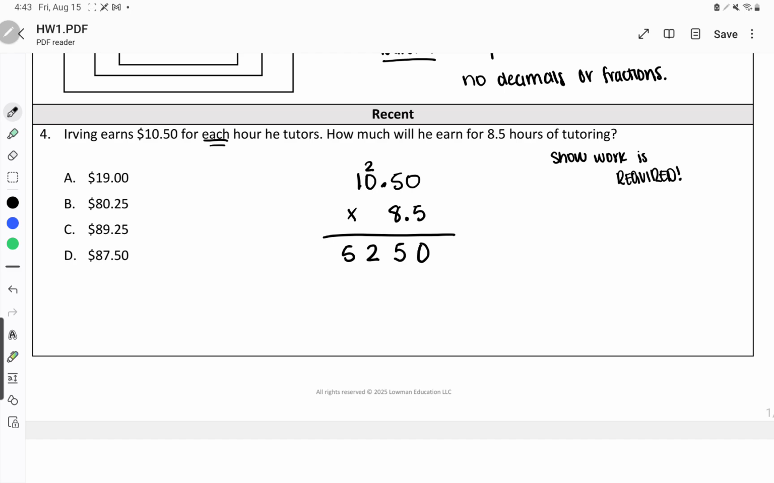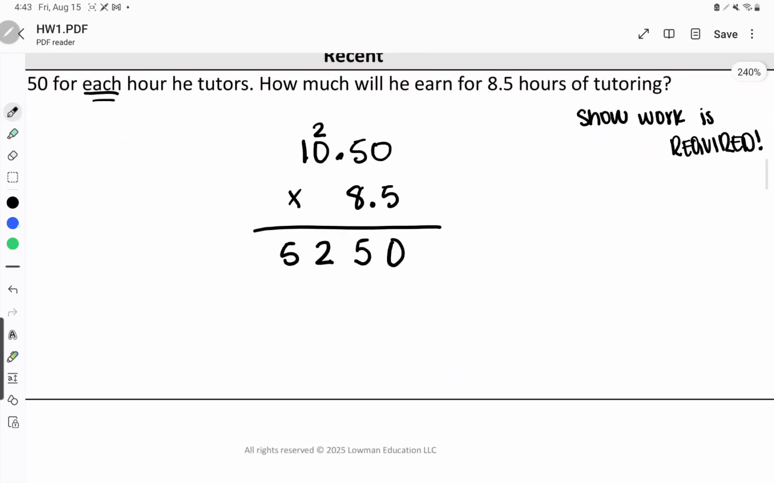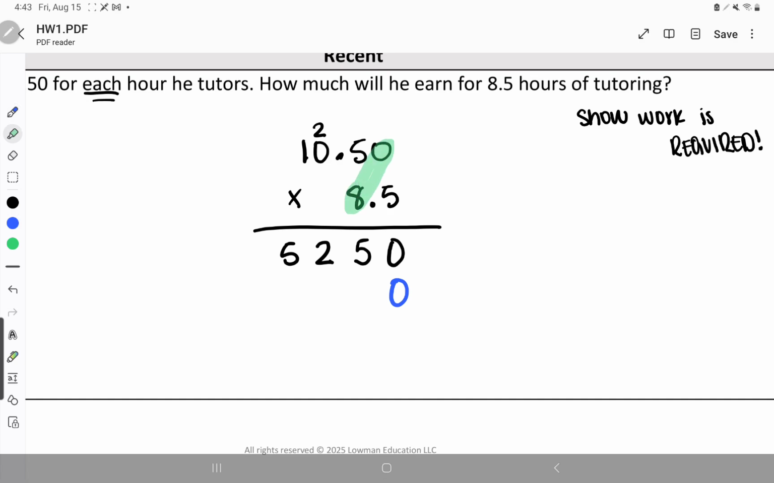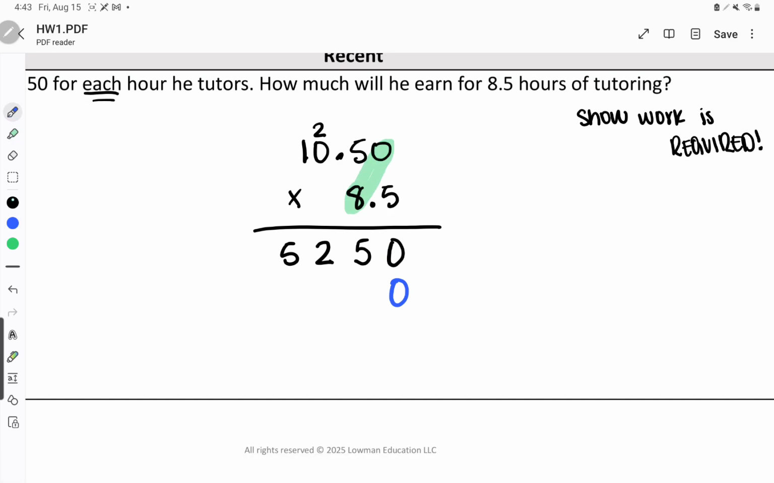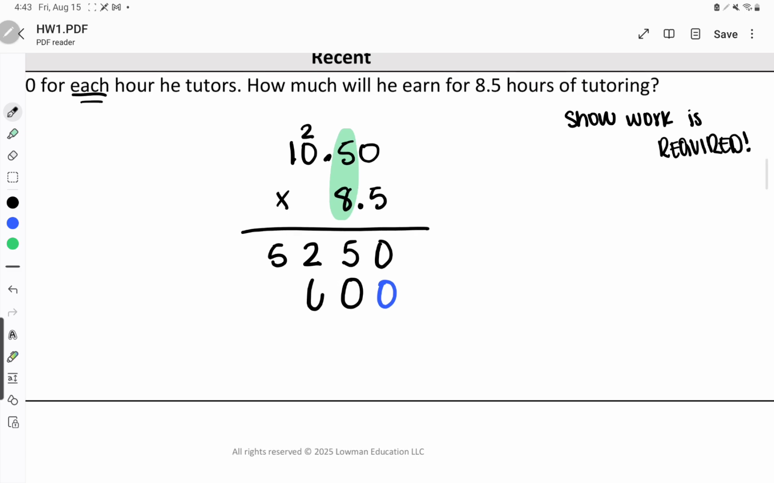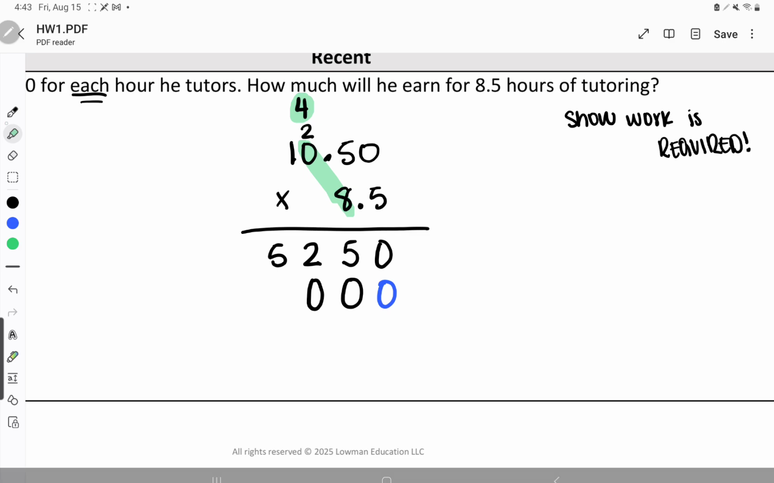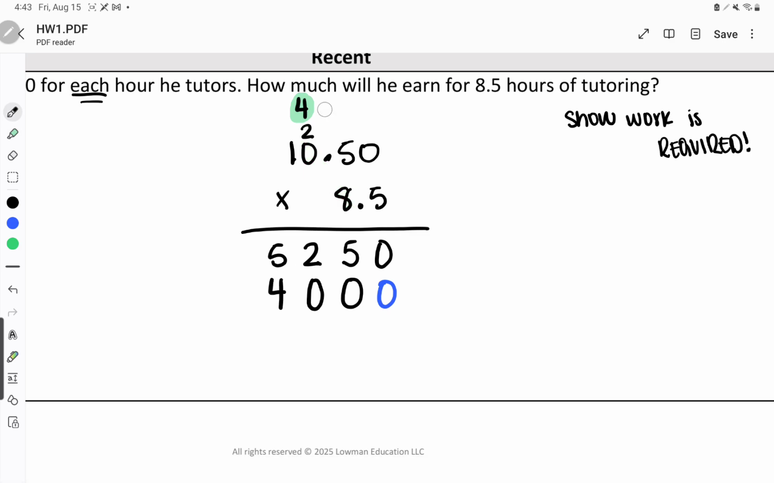Then I have 1 times 5, and 1 times 5 gives me 5. I move on to my next row now. Because I am in the next row, I'm going to add a 0. Then I have 8 times 0. 8 times 0 gives me 0. Then I have 5 times 8, and 5 times 8 is 40, so I'm going to write down a 0 and carry my 4. Then I'll do 0 times 8. 0 times 8 is 0, and then I'll add my 4, so that gives me 4. Then I have 8 times 1, and 8 times 1 gives me 8.